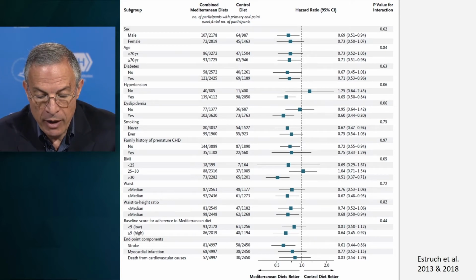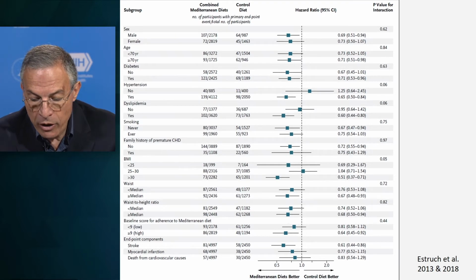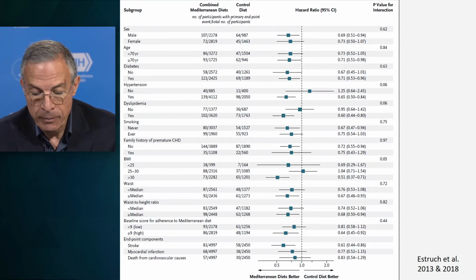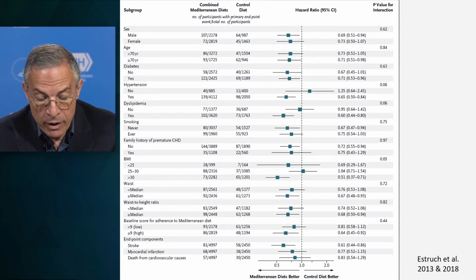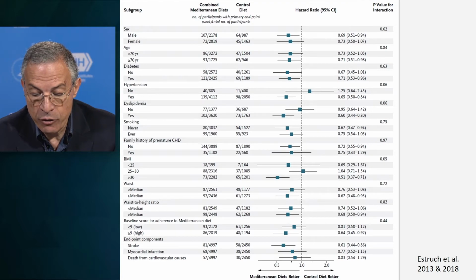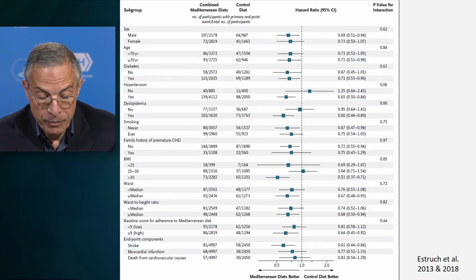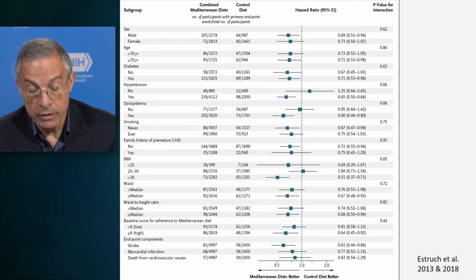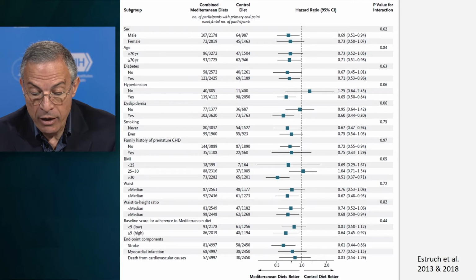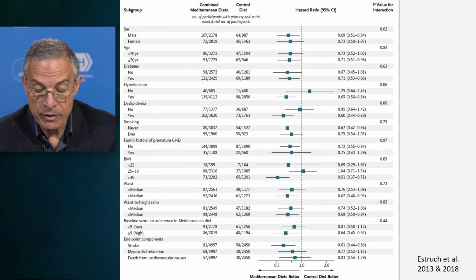The participants with high cardiovascular risk, but with no cardiovascular disease at enrollment, were randomly assigned to one of three diets. One is a Mediterranean diet supplemented with extra virgin olive oil. Another is a Mediterranean diet supplemented with mixed nuts. And the third diet was just a control diet, advised to reduce dietary fat. And the primary endpoint was a composite of myocardial infarction, stroke, and death from cardiovascular causes.